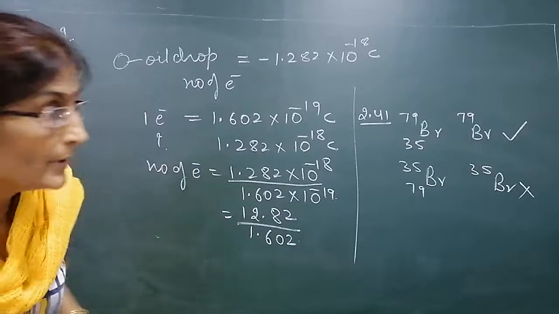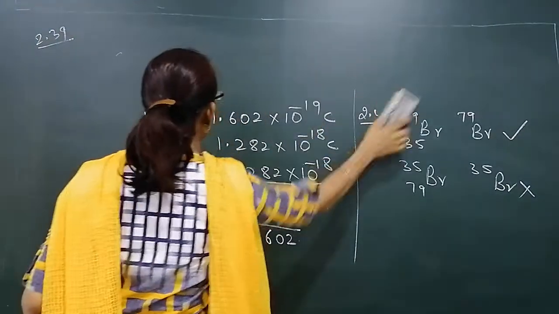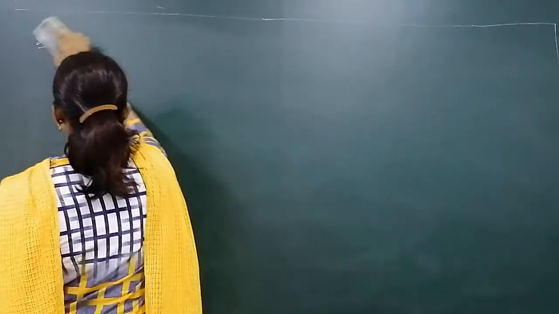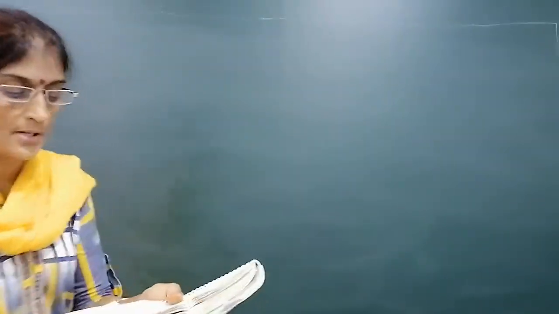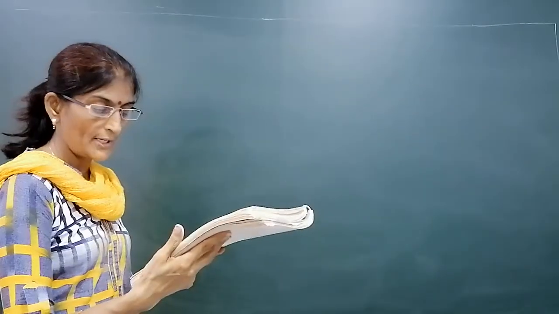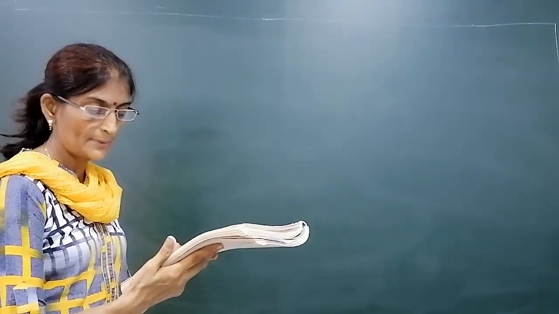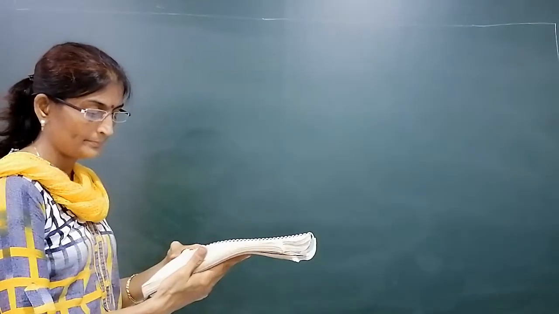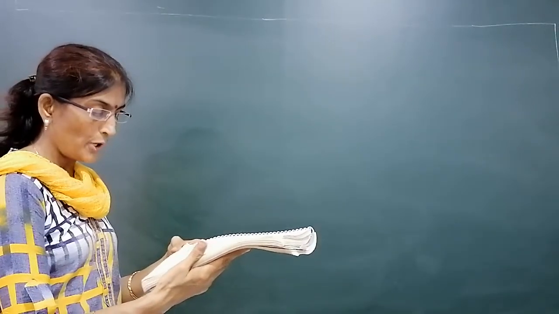Now next question. Very big exercise. Do all the sums by watching this video. 42, 43, 44 type sums we had completed. Now it is the next one, 2.46.